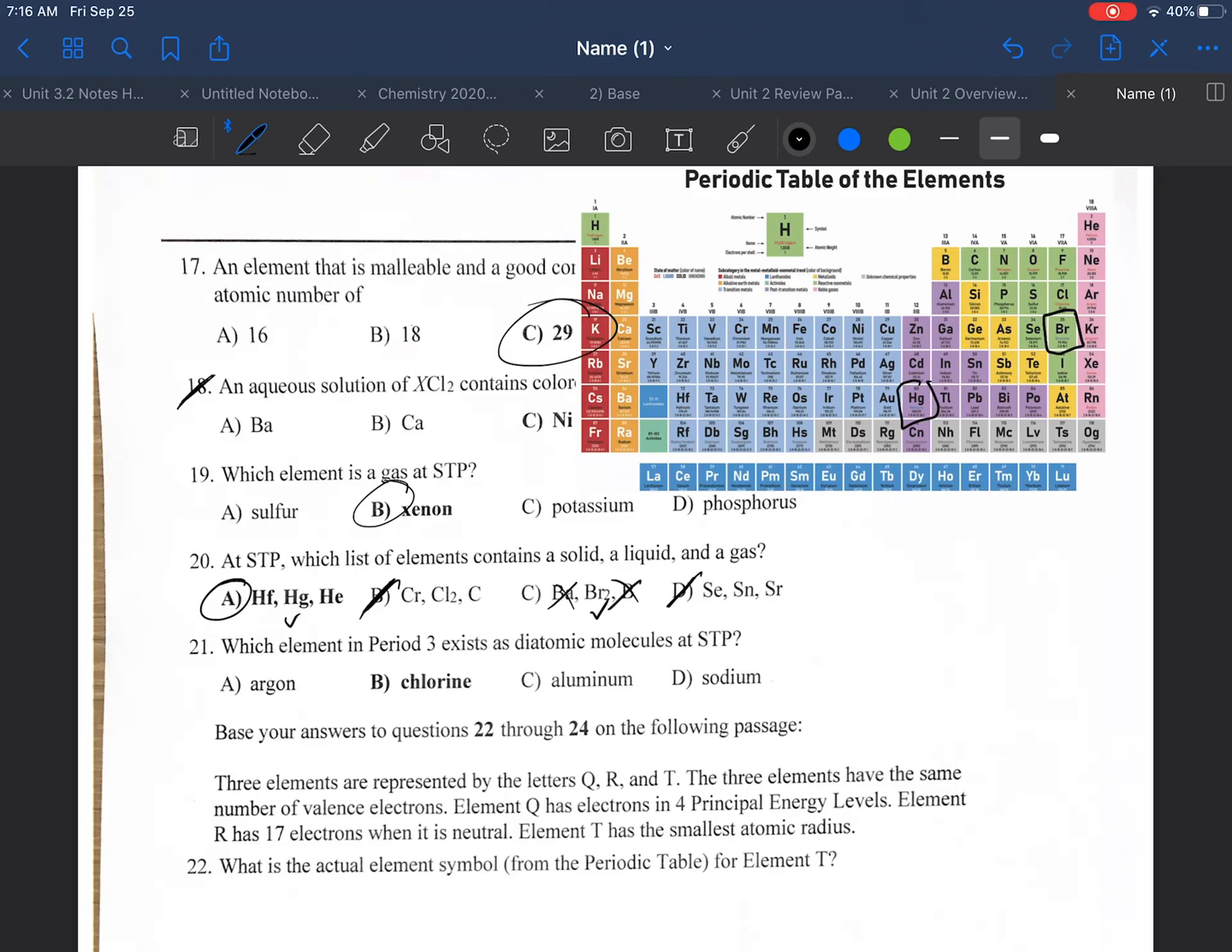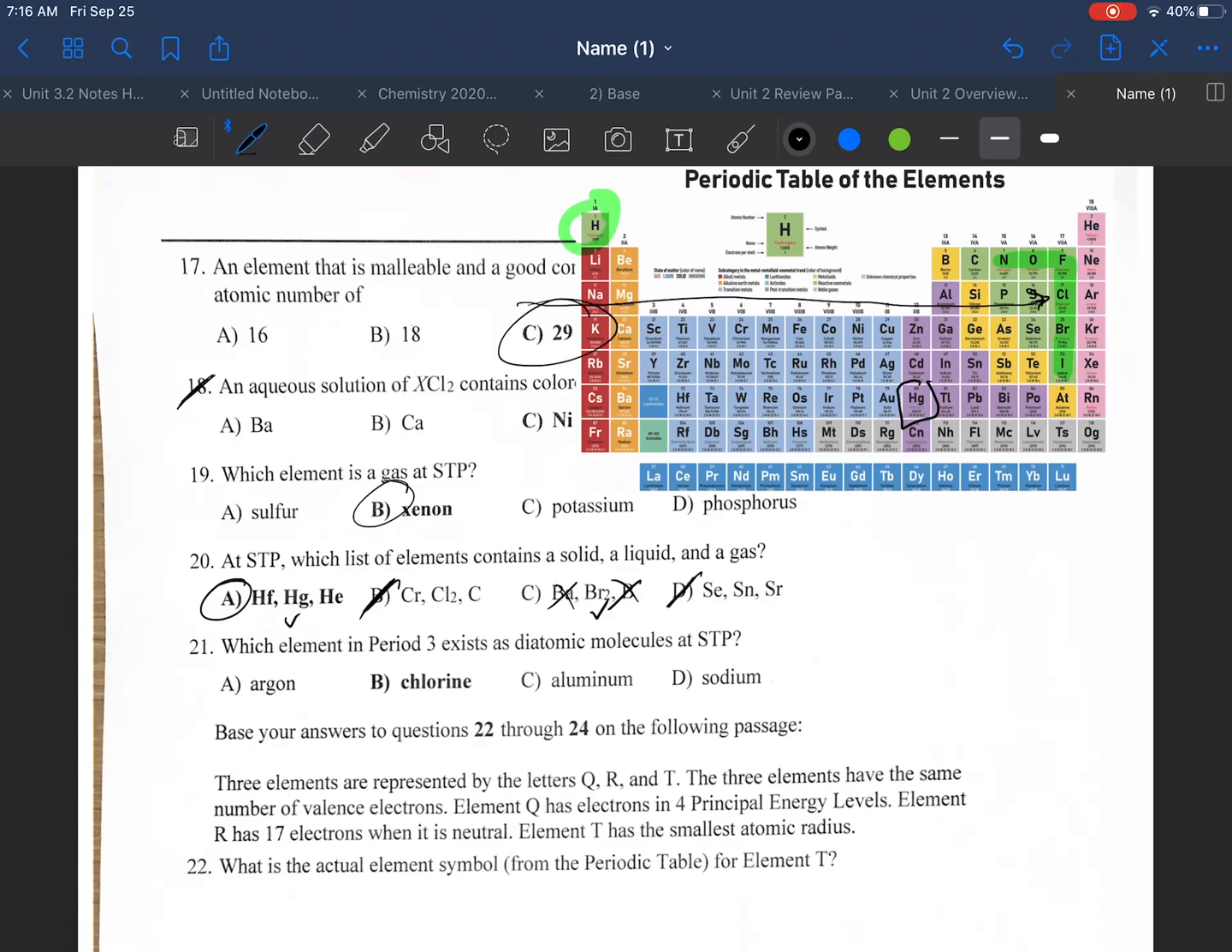Which element in period 3 exists as diatomic? So this is recognizing where the diatomic molecules live, which is over here in our fancy little 7. And then remember hydrogen. And so if we look across period 3, that brings us to chlorine.